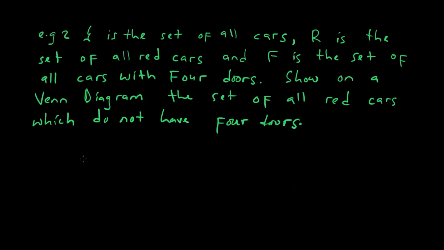Example 2 says the universal set is the set of all cars, R is the set of all red cars, and F is the set of all cars with 4 doors.